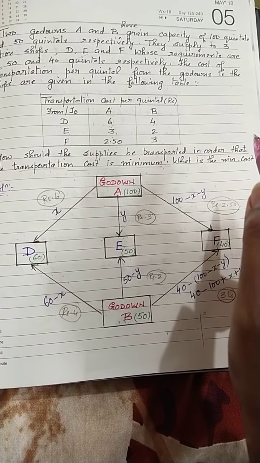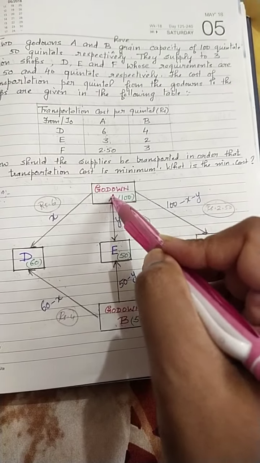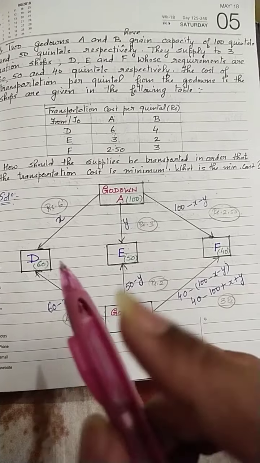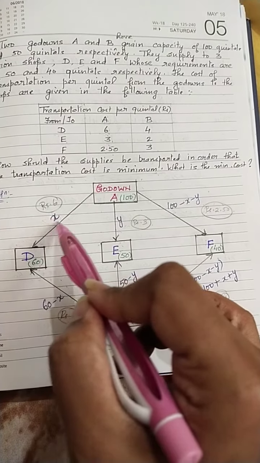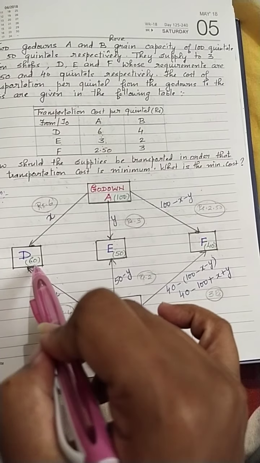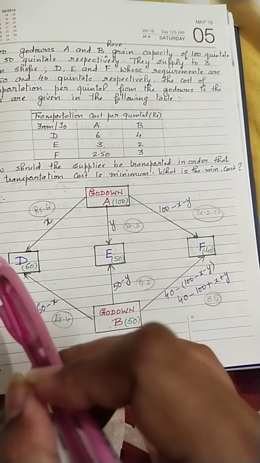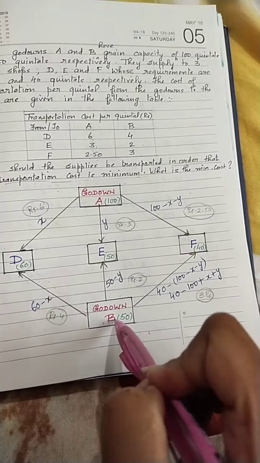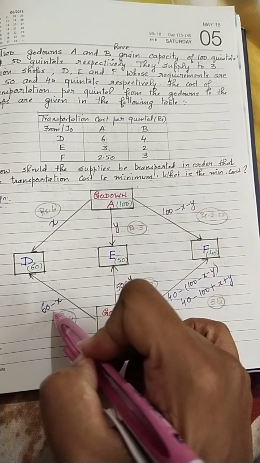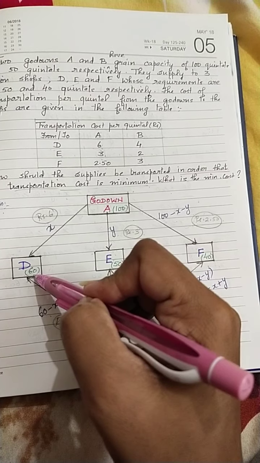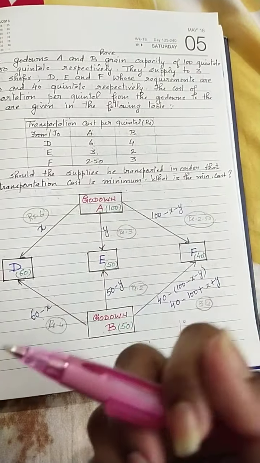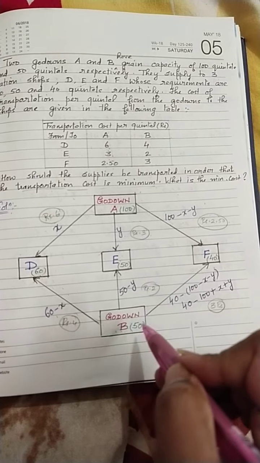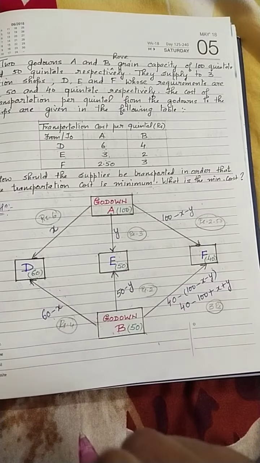I hope it's clear. Now this is from godown A. Now from godown B. Godown B, if you see, already D has received X quintals from A and D's capacity is only 60. So since it has received X quintals from A, how much will it receive from B? That is the question. So 60 is its capacity, out of which X it already has. So 60 minus X will be the remaining quintals supplied from godown B to D.